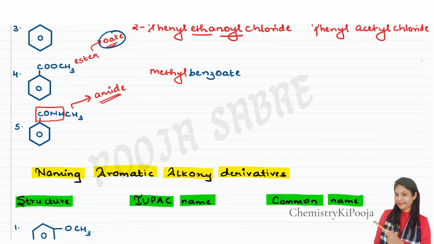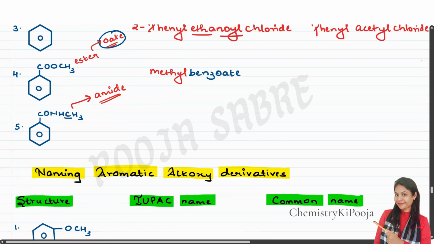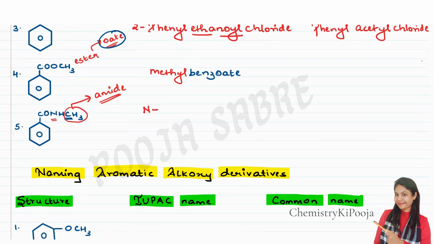The fifth question is the amide group. On the amide group, I have a CH3 group. That is one substituent present over here. So the naming becomes N, because the CH3 is present on the nitrogen. So the naming is N-methyl. And then we are going to replace ENE of benzene with amide. So it becomes benzamide. Clear?